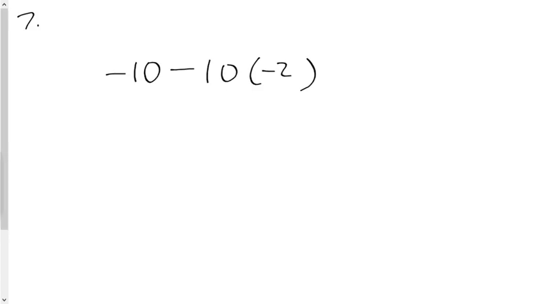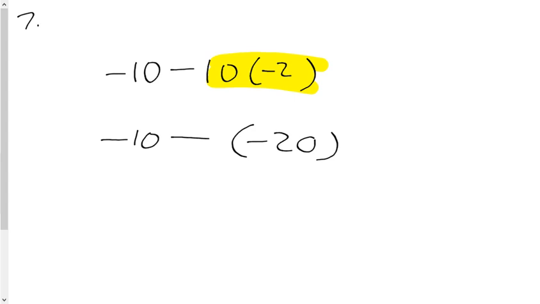Question 7. We have a BEDMAS of integers question. It says -10 take away the product of 10 and -2, or 10 times -2. So -10 take away whatever this is right here, and 10 times -2 is -20. Notice how the subtraction sign is still a subtraction sign, and the product of 10 and -2 is -20.